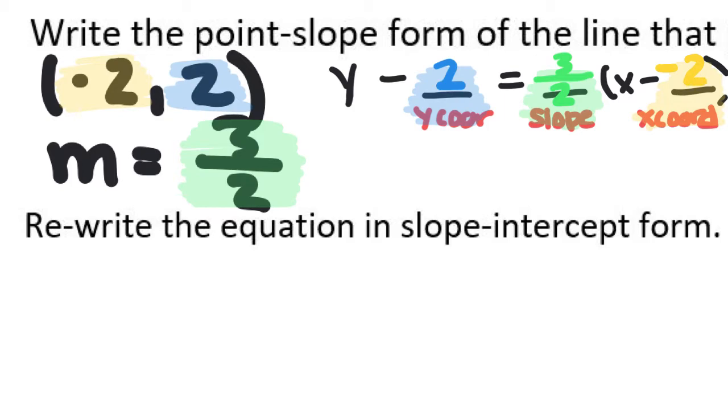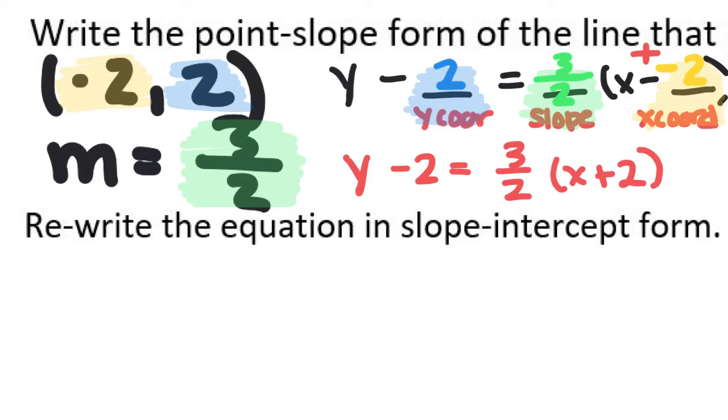Now the only other thing we have to change here is we know that when we have minus and negative, this really becomes a plus. So I can rewrite it as y minus 2 equals 3/2 times x plus 2.